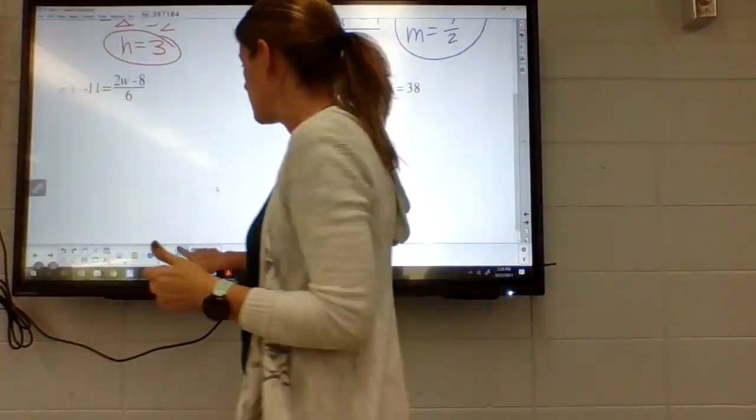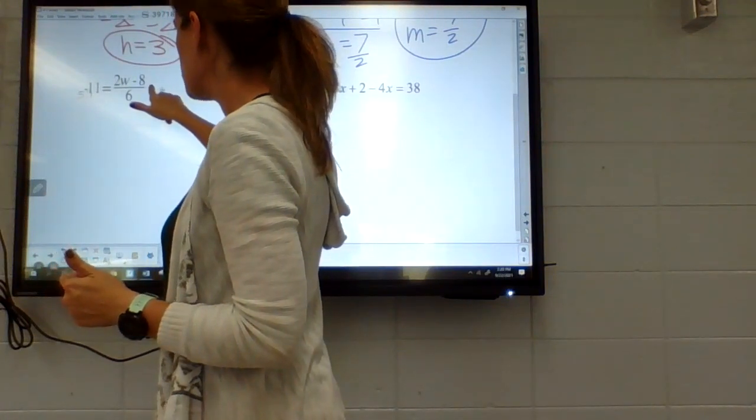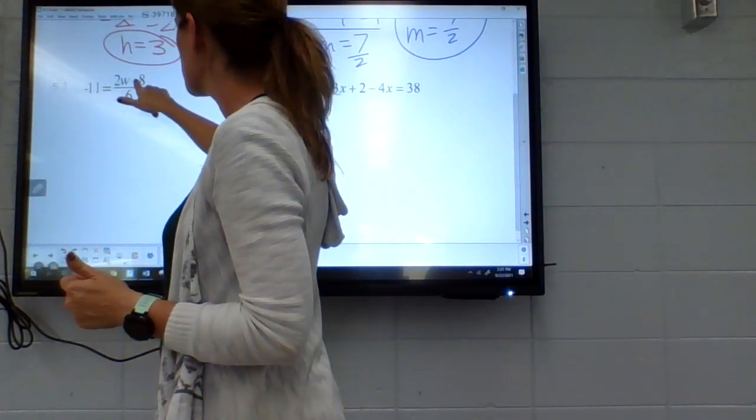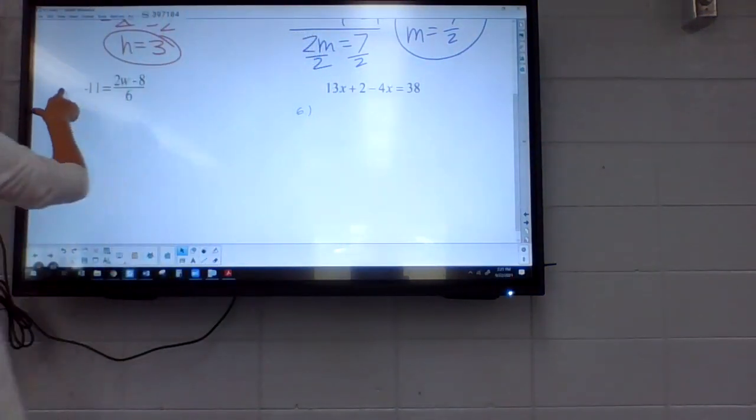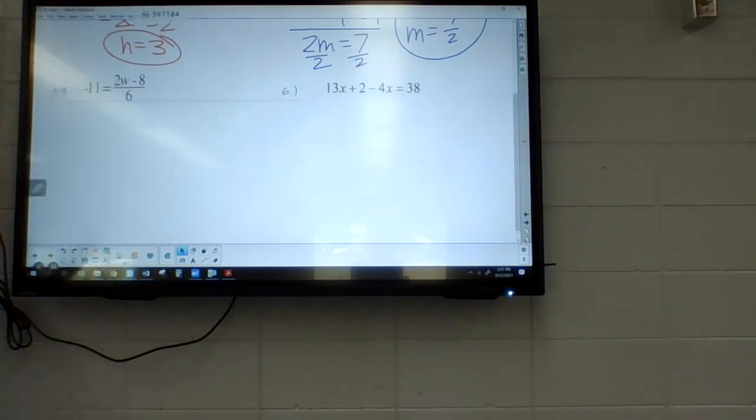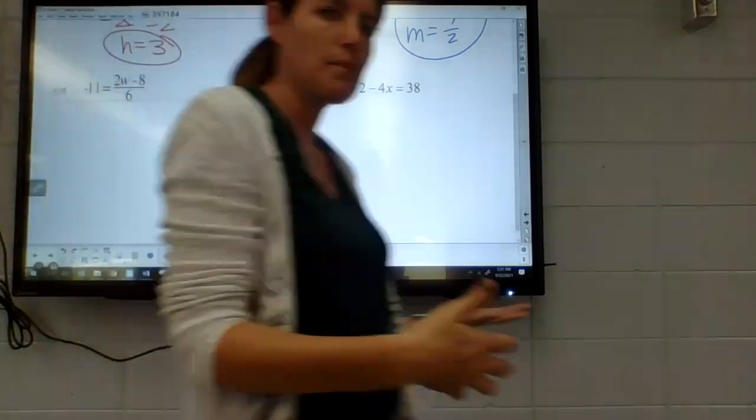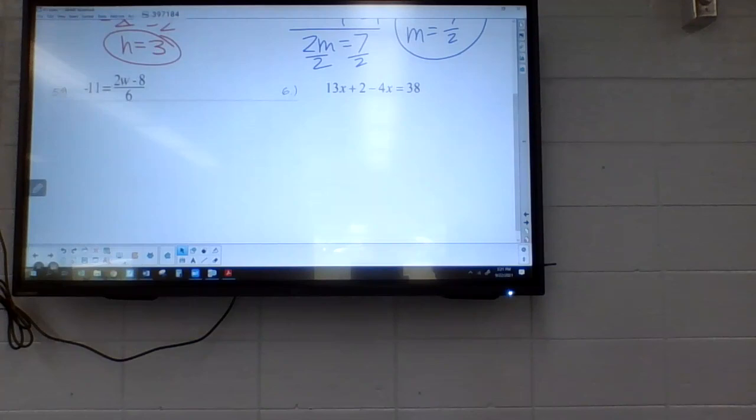So I think we can all agree that this, oh gosh, that didn't move the way I wanted it to. We can all agree that we want to get rid of that divide by 6. But there's a really common mistake that comes up with problems like this. To get rid of divide by 6, instead we're going to multiply by 6.